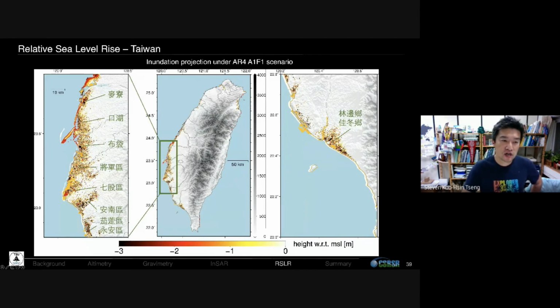The darker the color means the deeper the water, or the lower the land. So basically it provides some first-order alarm or caution to our water resource agencies or land administrations to understand which part is the hot spot that needs to be protected with higher priority.